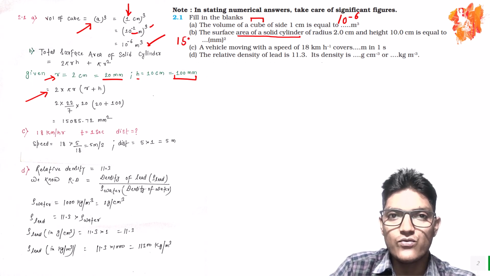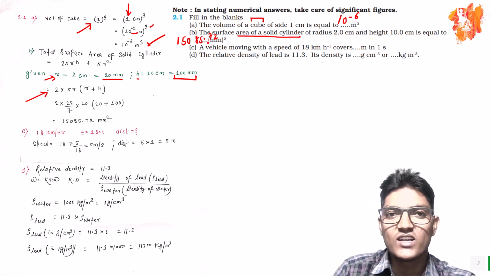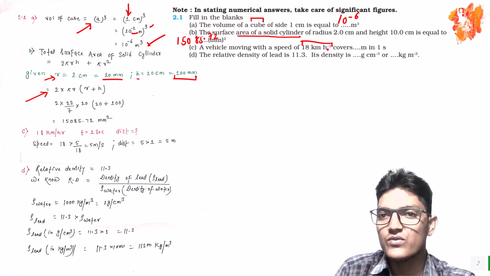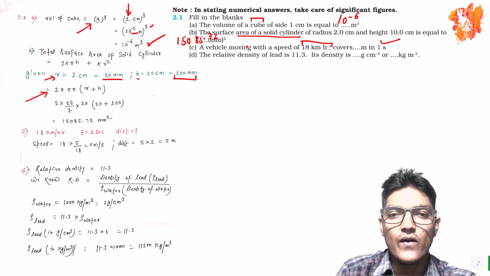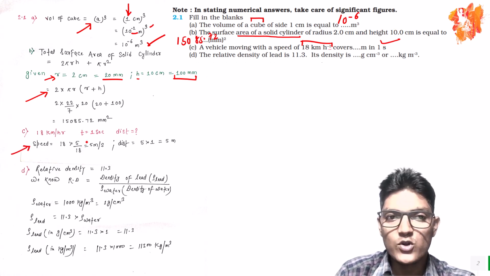15085.72 mm square. Next one, a vehicle moving with a speed of 18 kmph covers a distance in meter in 1 second. So first of all we will convert kmph into meter per second. We have to multiply with the value 5 by 18 and we will get our answer 5 meter per second. So distance is equal to speed into time. Speed is 5, time is 1 second, so 5 into 1 is equal to 5 meter.